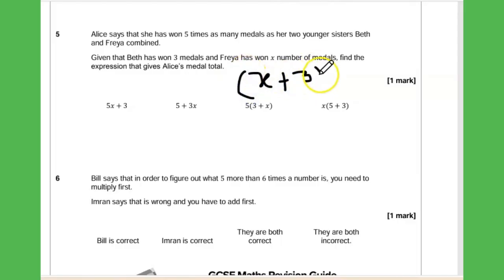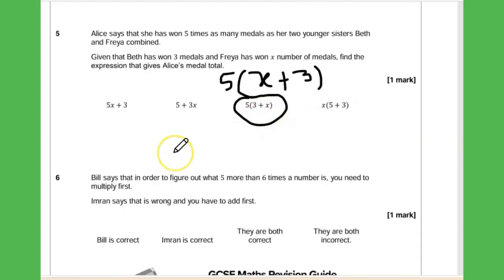So let's first of all put it in bracket, but that is the sum of what they won. But Alice says that she has won 5 times, so we'll just multiply it by 5. 5 times the sum of what they've won, and this should be the right answer. 5 bracket 3 plus X, or 5 bracket X plus 3. Either way, it can be 3 plus X or X plus 3. So this is the right answer.